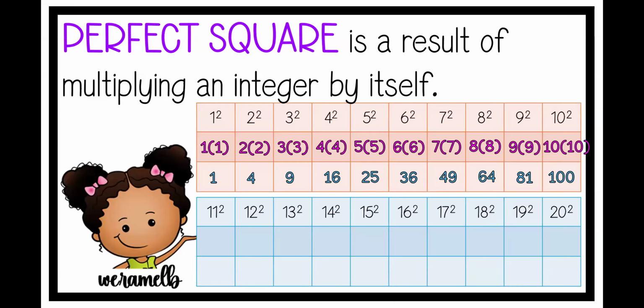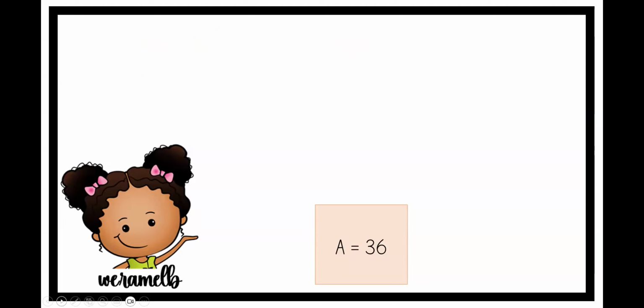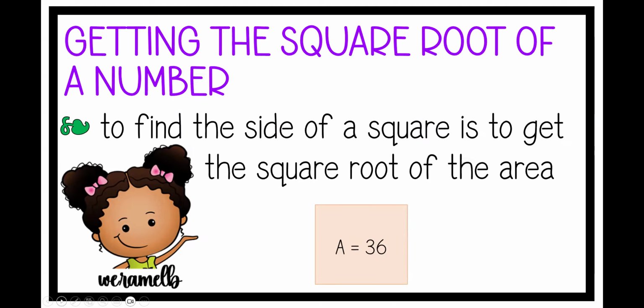What if you are given a square with an area and you are asked to get the side of that square? What are you going to do? Since getting the side of a square given the area is the opposite of getting the area given the sides, we need to use the opposite operation as well. So what is the opposite operation of squaring a number? If the opposite of dividing is multiplying, and the opposite of adding is subtracting, what is the opposite of squaring a number? That is getting the square root of a number.